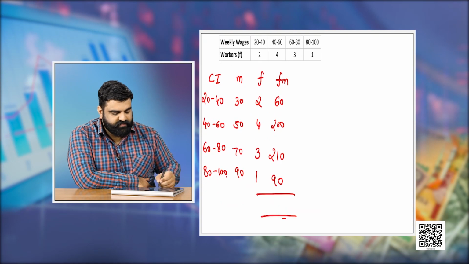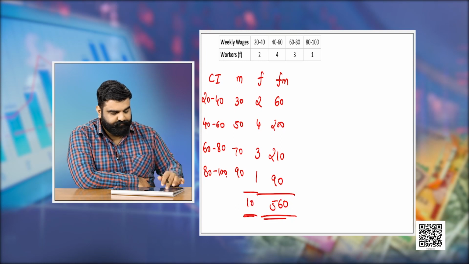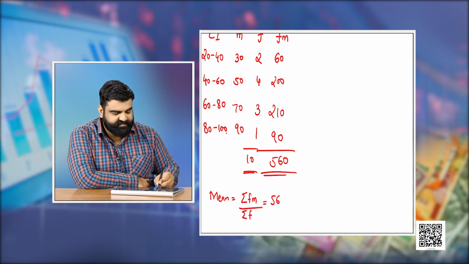So, the total of this will be 60 plus 200 plus 210 plus 90, which is 560. Also, let us calculate the total of frequencies. So, the total of frequencies is 10. So, the mean will be sigma fm upon sigma f, that is 560 divided by 10, this will be 56.